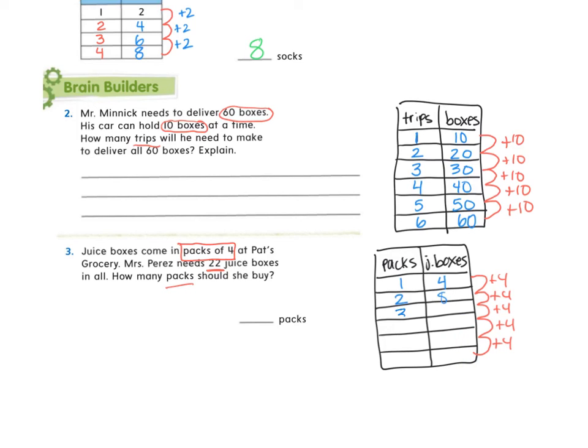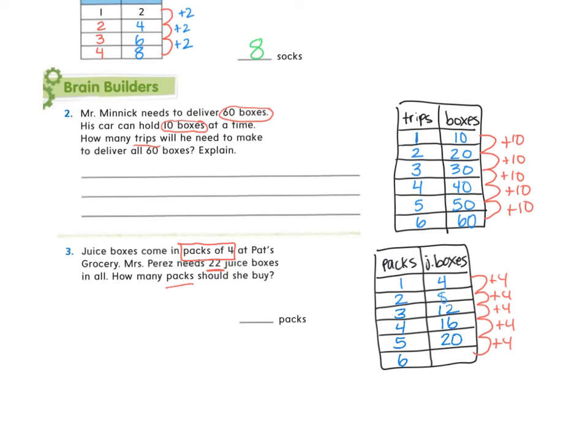So if I have 3 packs, that would be 4 more. 8 plus 4 is 12 juice boxes. If I have another pack, I don't have enough yet, right? I need 22. 4 packs would be how many more juice boxes? 4 more. 12 plus 4 is 16 juice boxes. Still don't have enough. Add another pack. 5 packs. Add 4 more juice boxes. 16 plus 4 is 20 juice boxes. Do I have enough? Not yet. Gotta get another pack.